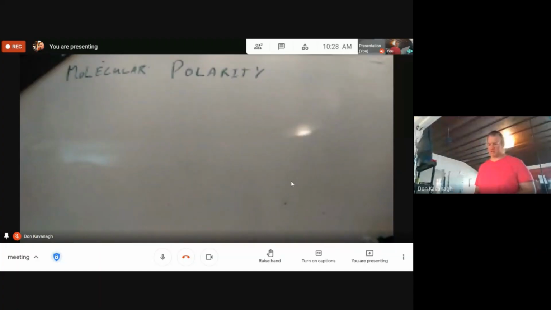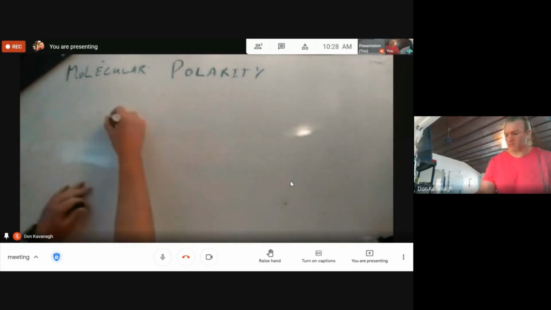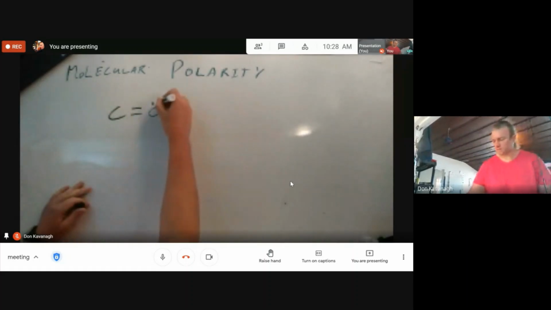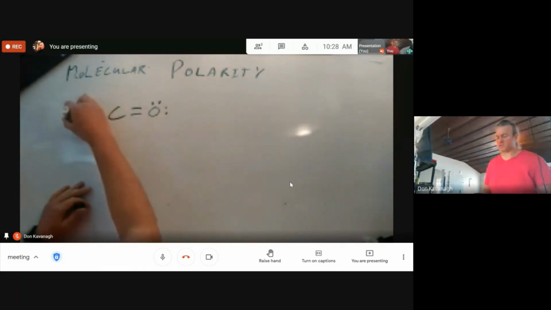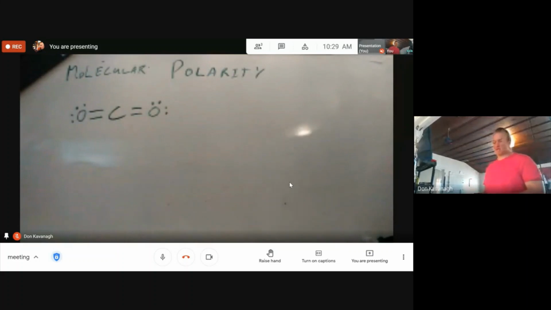Polarity. Now, when looking at a molecule to determine whether it's polar or not, we can look at the symmetry of the molecule and the bonds that are present in the molecule there. So, for example, CO2. Here's a Lewis dot structure for carbon dioxide, CO2.